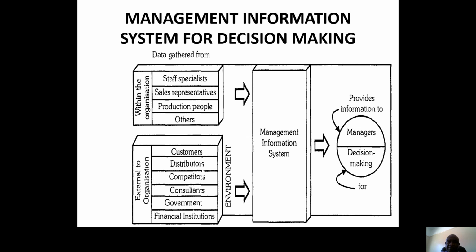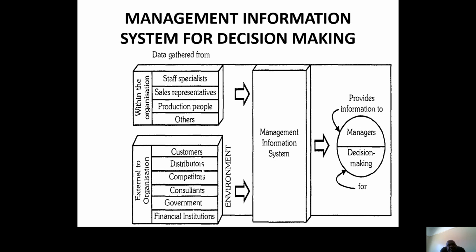All right, there you are. That's the MIS. Where does it get its data? From within the organization. We have already identified the systems from which it gets its data. And external to the organization. You can't make a decision solely on internal data. Why? Because you want to beat the competitors.